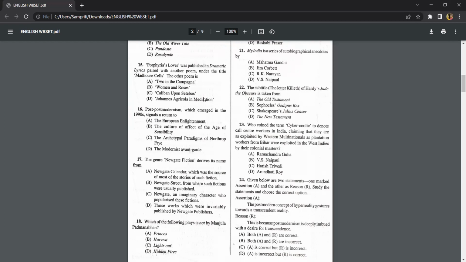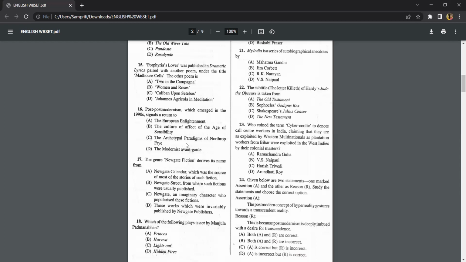Option B, the culture of affect of the age of sensibility? No, I don't think so. Age of sensibility? No way. The archetypal paradigms of Northrop Frye? The modernist avant-garde? Well, it's postmodernism. So first came modernism, then postmodernism, and after that, as a reaction to postmodernism, came post-postmodernism. It cannot be a return to the modernist avant-garde. So if I was there, I would have clicked option C, the archetypal paradigms of Northrop Frye.